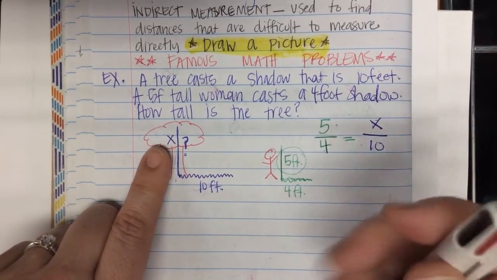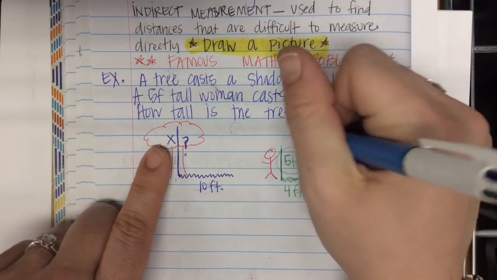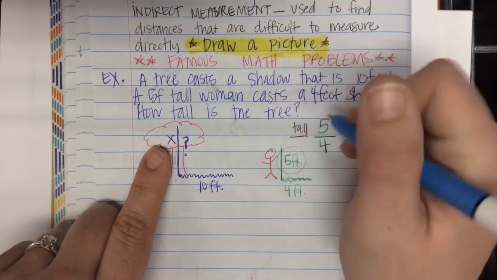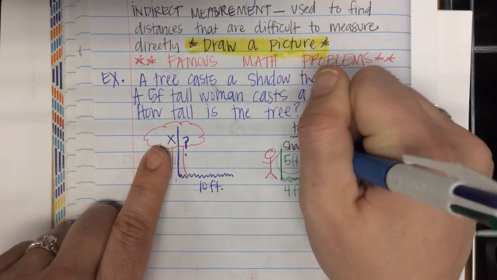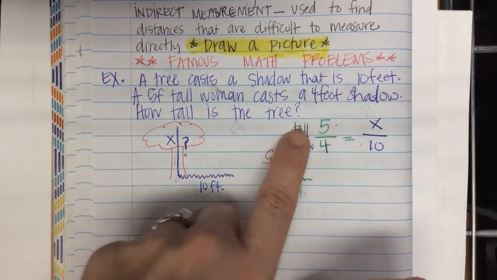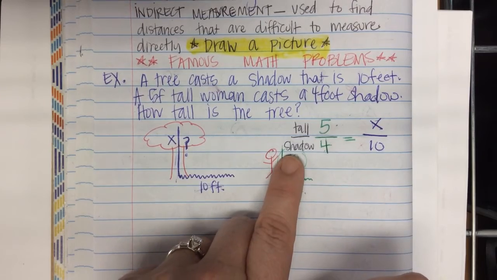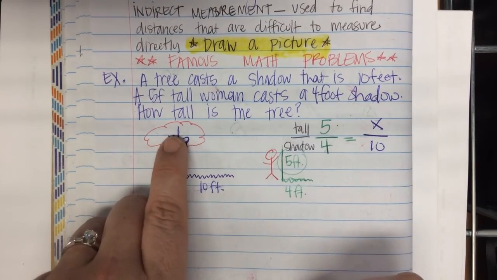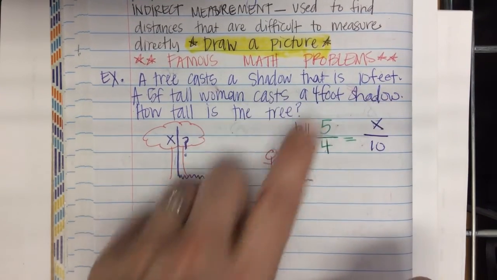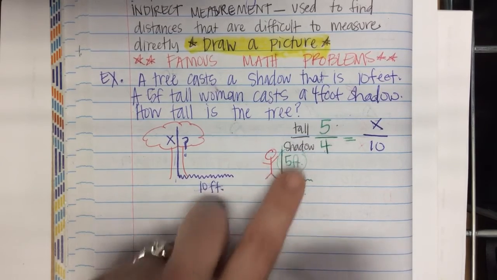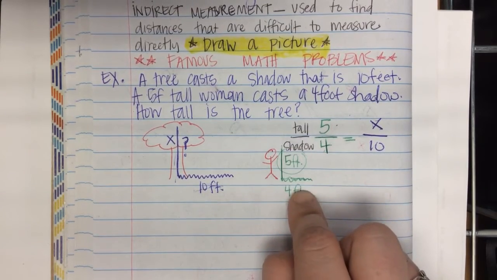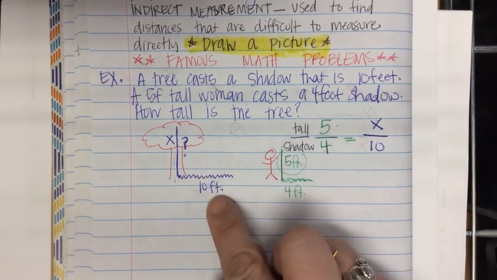10 is my shadow. So it's really helpful, you guys, to put labels. On top, I decided to put how tall something is. 5, x. Then I decided to have my shadows be my denominator. 4 and 10.